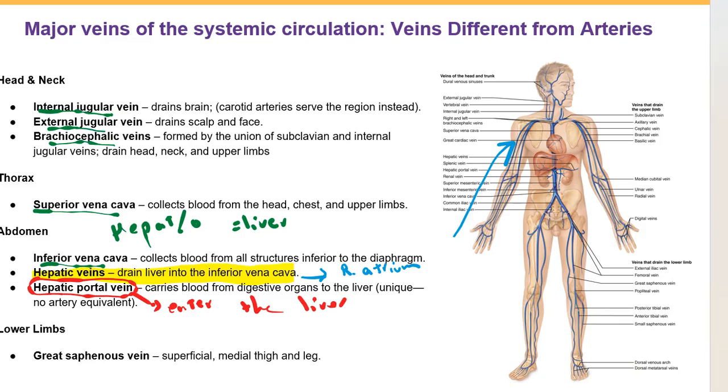And then in the lower limb also we have a vein which doesn't have the same artery. It's called great saphenous vein, which is a superficial vein. It's going to be found in the medial thigh and medial leg. So it's the longest vein in our body. It's coming from our foot going upward through the medial side, and then finally would be drained into the femoral vein.